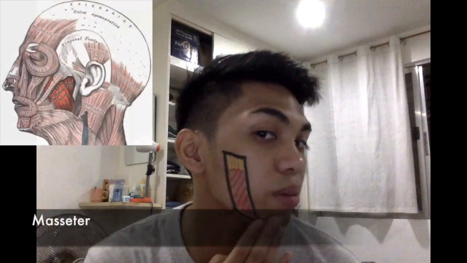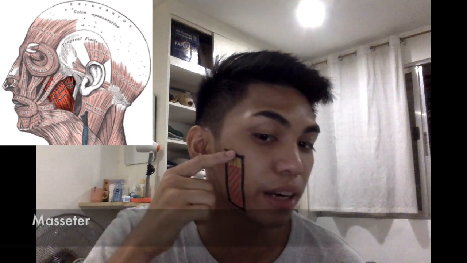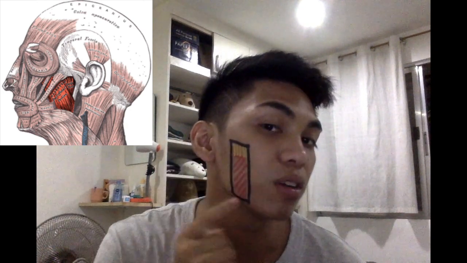So the next muscle is the masseter. Mark myself again. Its origin is in the zygomatic arc right here, and its insertion can be found near the coronoid process and the angle of mandible right here.